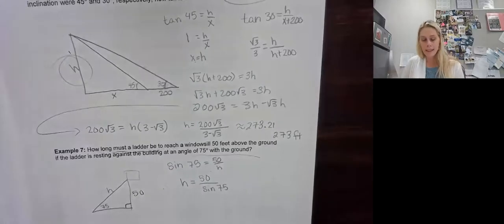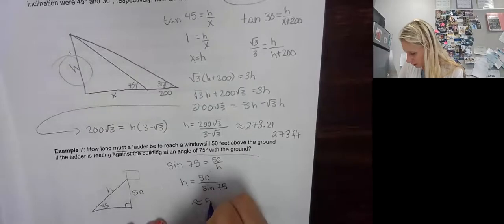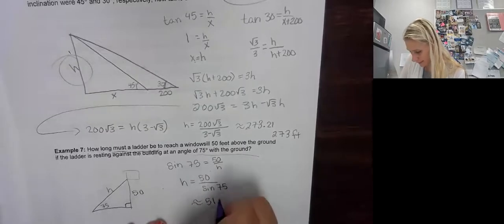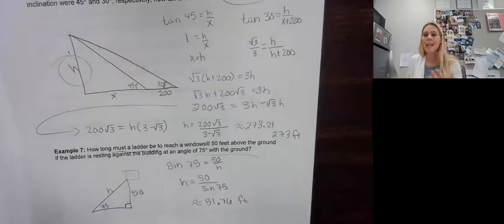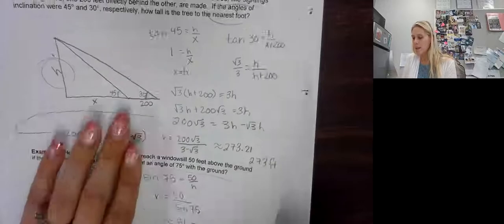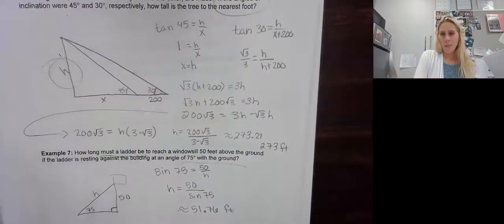When you plug this into your calculator, you would get 51 and 76 hundredths feet. Now, because it doesn't tell me how to round, that's how I'm going to keep it. Now we're done. Happy practicing.